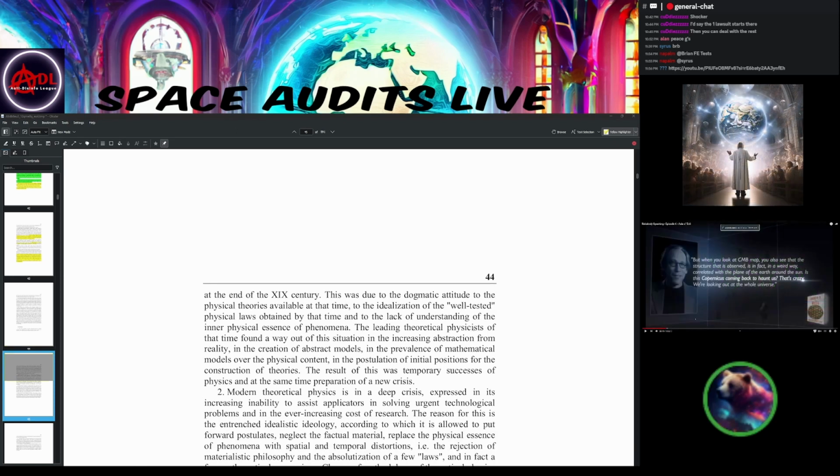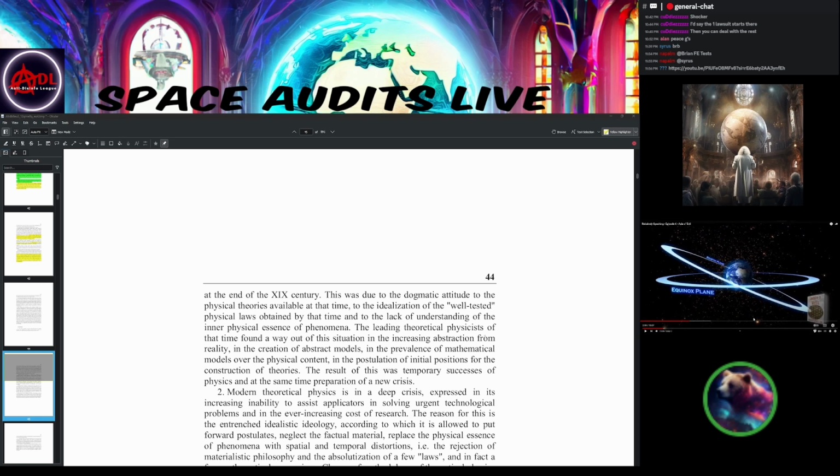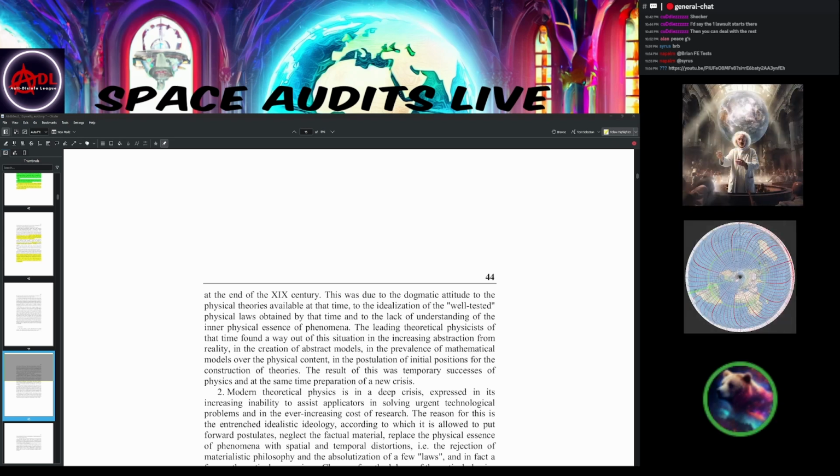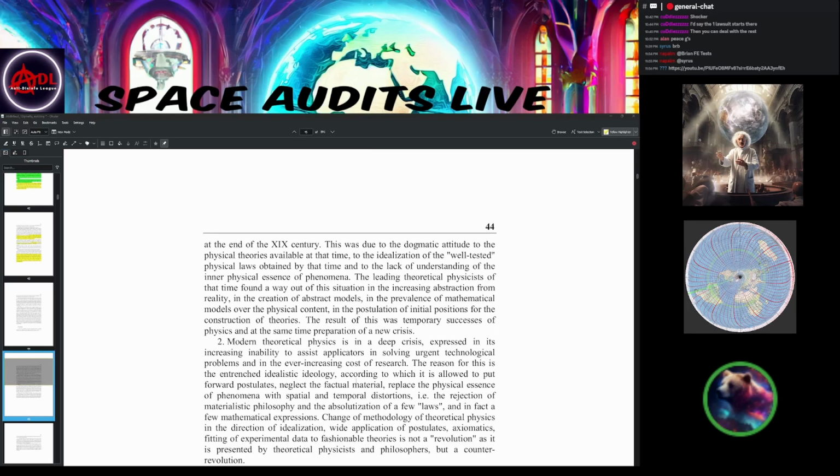The leading theoretical physicists of the time found a way out of this situation in increasing the abstraction from reality, in the creation of abstract models, the prevalence of mathematical models over physical content, in the postulation of an initial position for construction of theories. It was this temporary success of physics that was at the same time the preparation of the new crisis.